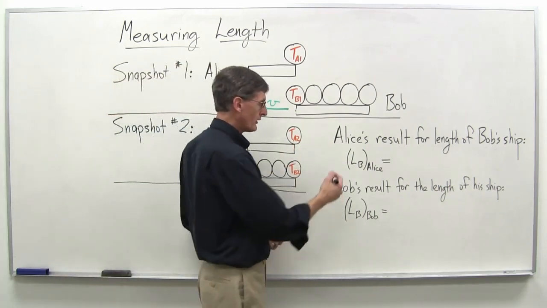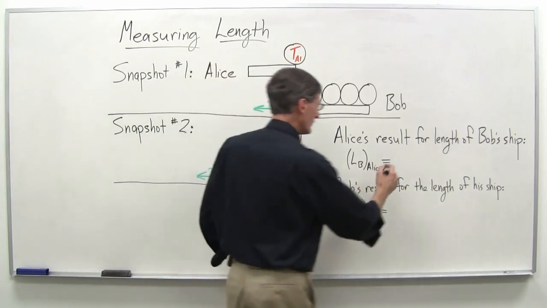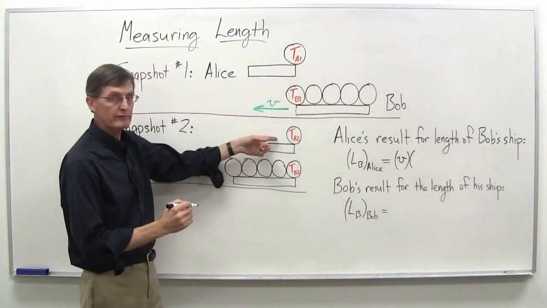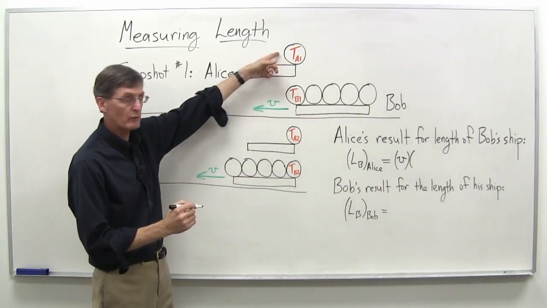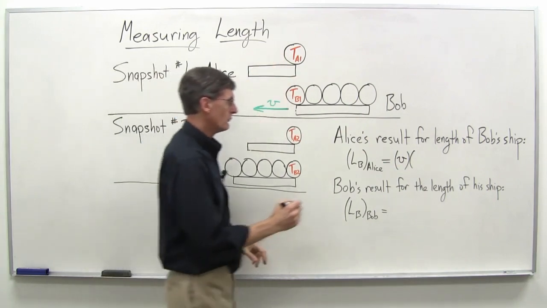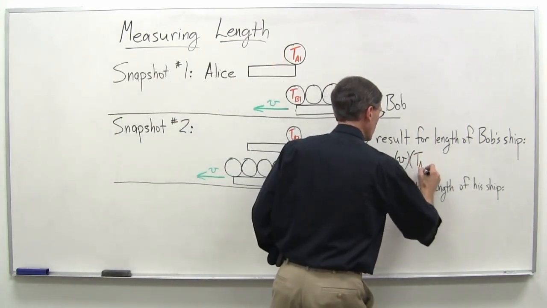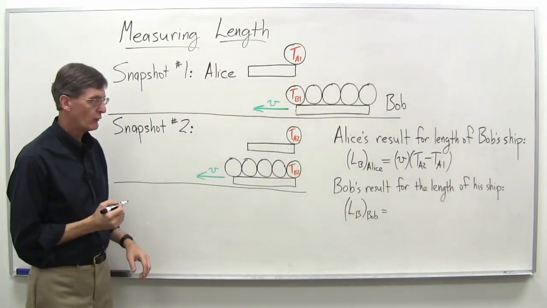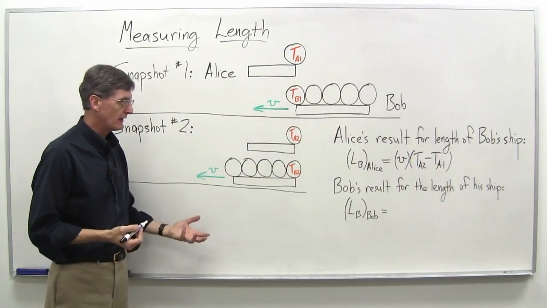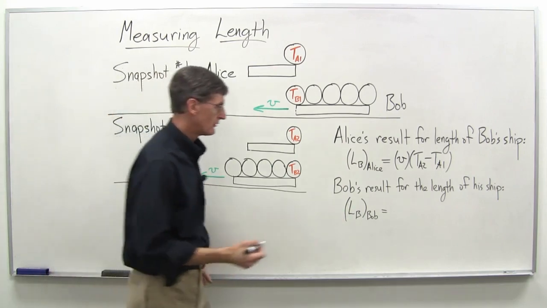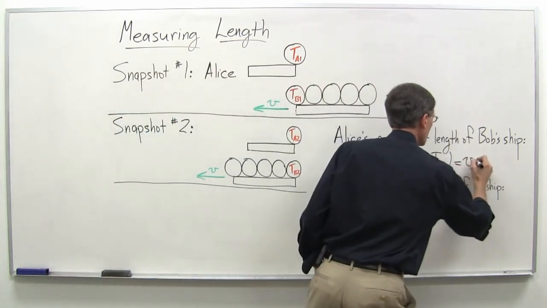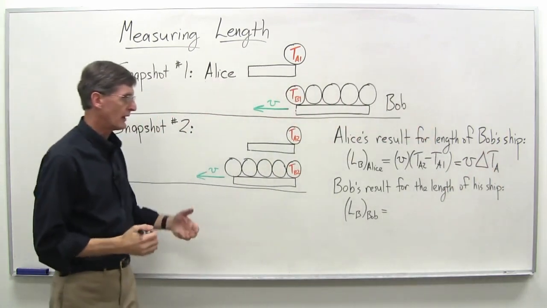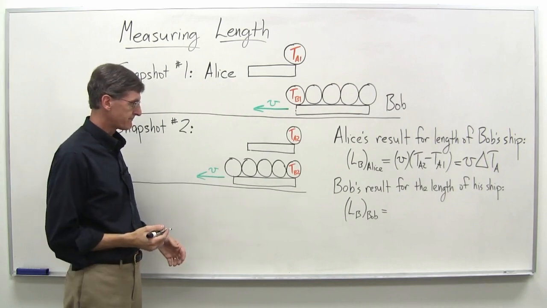So Alice will say, okay, I've got a result. The result is the velocity times the time difference, T sub A2 minus T sub A1, just the elapsed time between those two points on her clock. And we'll rewrite that as we've done before using delta. So this becomes v delta T sub A, the elapsed time on Alice's clock.